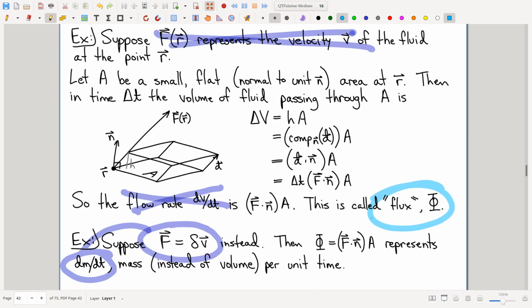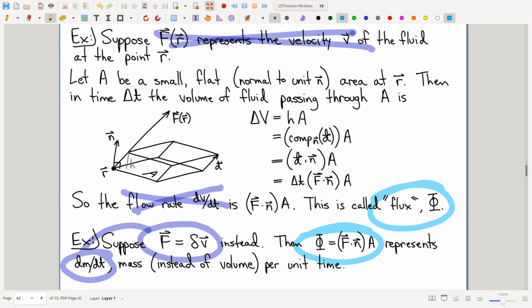Again, flux. Again, F dot N times A. So this is a slightly different interpretation of flux. And you see that flux is interesting in these two different contexts, where if you make different interpretations of the fluid, then flux will have different interpretations in terms of what it is talking about. In what sense do you mean how much fluid per unit time? In this context, it means volume. In this context, it means mass or quantity or whatever, per unit time.